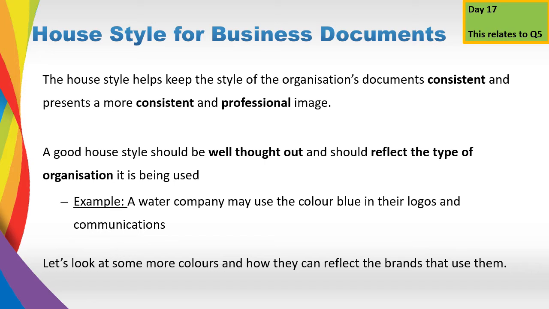So in terms of the business documents, we need to make sure that we're monitoring the house style because we need to be consistent. This presents a more professional image. A good house style should be well thought out and should reflect the type of organisation that it's being used by. So for example, a water company may use the colour blue in their logos and communications because obviously blue reflects water. See what I did there? Reflects.